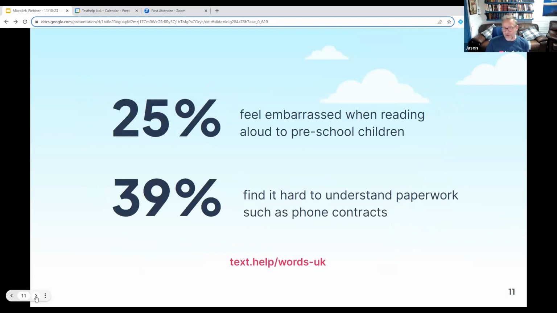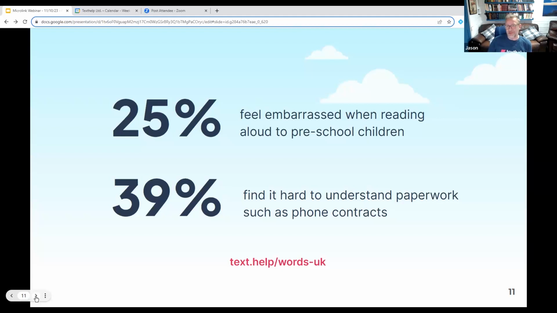Richard and I both have young kids, and we both enjoy bedtimes where we get to sit down with the kids, try and calm them down at the end of the day and read them a story. But it came as a shock to me that 1 in 4 people actually feel embarrassed when they're reading aloud to preschool children. And around 40% find it hard to understand paperwork, such as phone contracts.